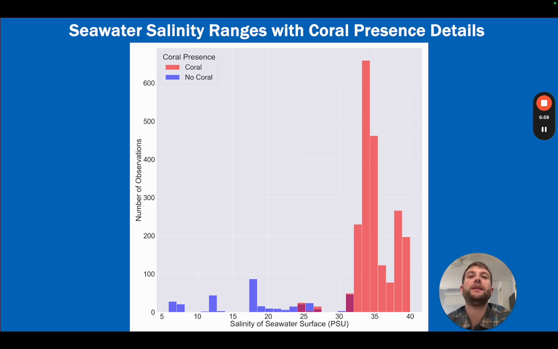presence. To find the salinity preferences of coral, I looked at the distribution of recorded salinities, which ranged from 5 to 40 PSU. Coral was highly present in the higher end of the observed range at 31 to 40 PSU, with a preference specifically for 34 PSU, indicating that coral presence requires higher salinities.